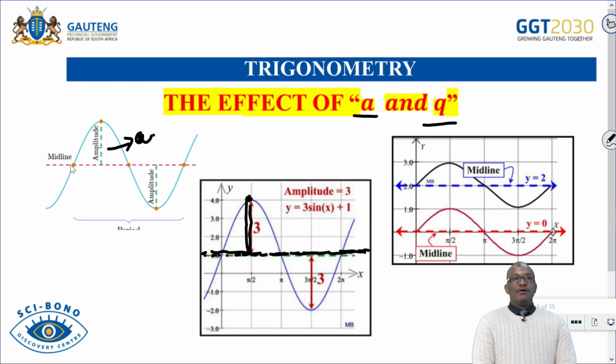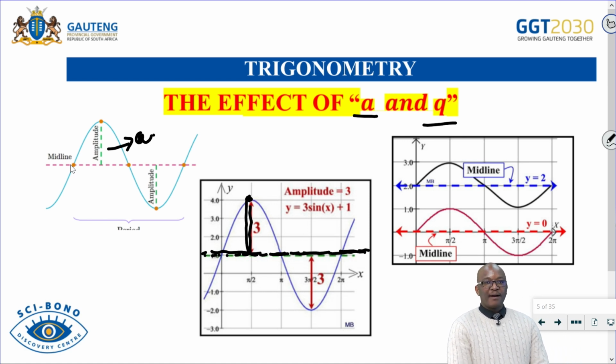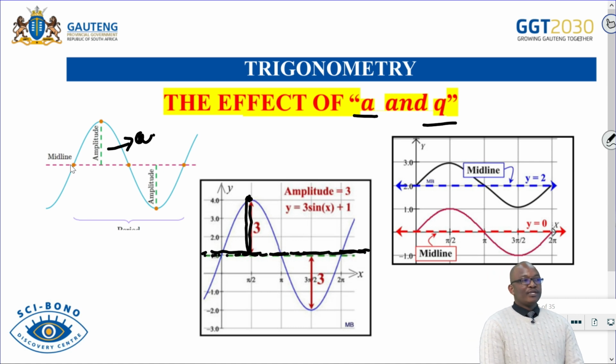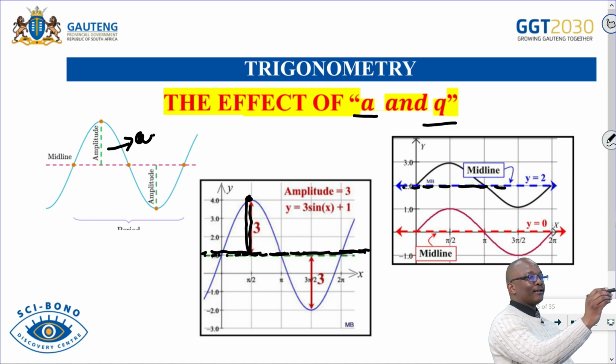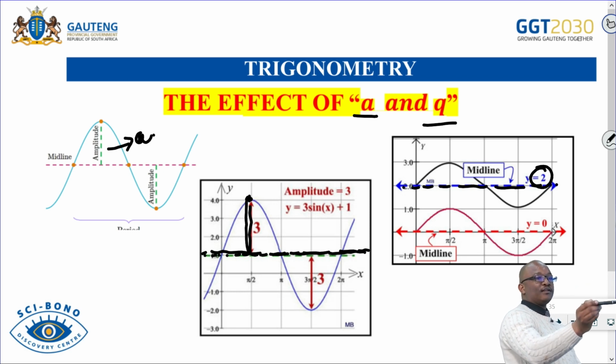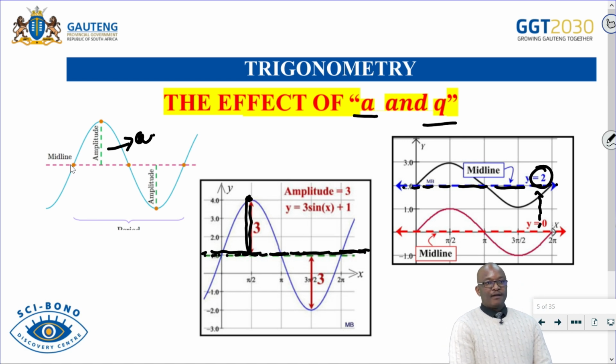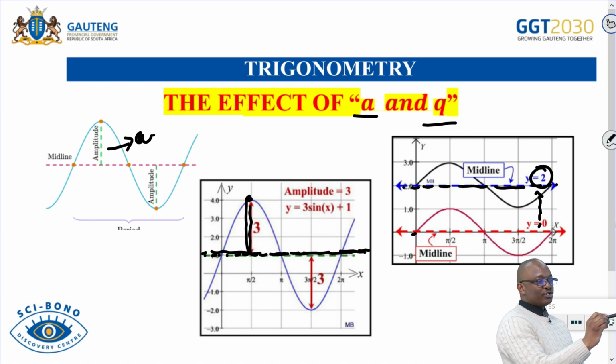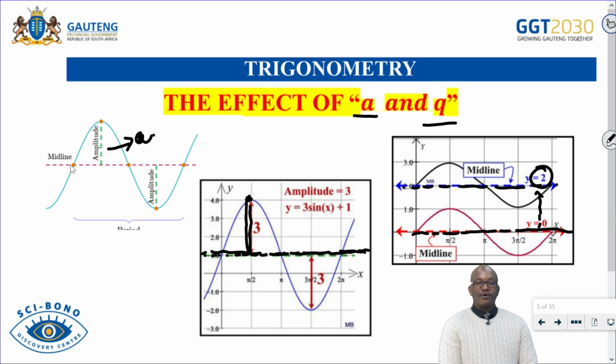Then the value of Q, we said, shifts the graph up and down. We're looking at our midline. If the midline, let's say, is positive 2, then this graph will go 2 units upwards. With the original graph, you can see that the midline is equal to 0, y = 0. So those are the things that we're looking at.